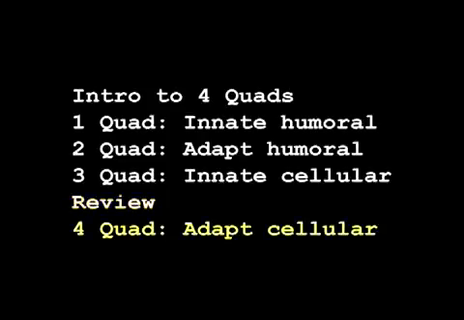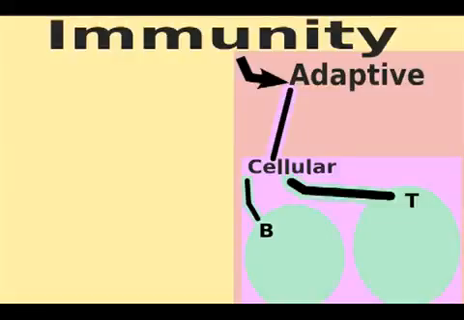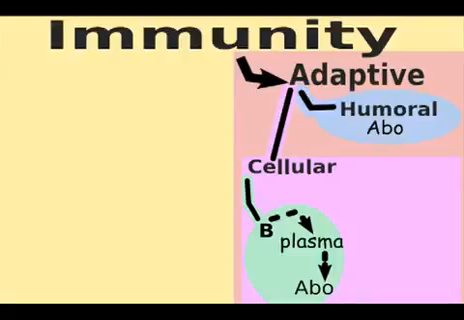Now let's look at the last quadrant, adaptive cellular immunity. The adaptive cellular quadrant involves B cells or T cells. B cells grow up to be plasma cells or other types of B cells, such as memory B cells. Plasma cells produce antibodies. These antibodies float around in the blood plasma. In fact, you may remember antibody as part of the adaptive humoral system.